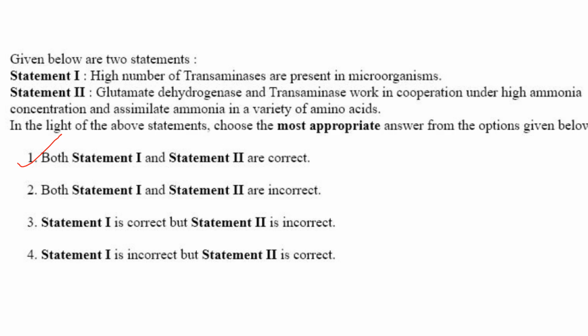Then next one, two statements are given. High number of transaminases are present in microorganisms. Yes. Glutamate dehydrogenase and transaminase work in cooperation under high ammonia concentration and assimilate ammonia into a variety of amino acids. That is also correct. So both statement 1 and 2 are correct.